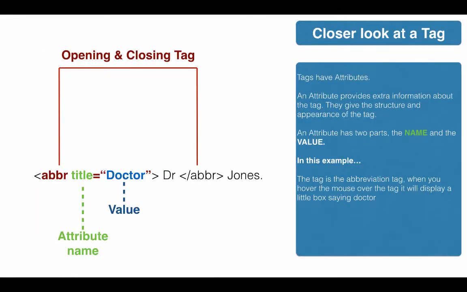Let's have a closer look at tags and the structure within them. So we have the tag itself. In this case, the tag is ABBR, which is abbreviation. It will often have a number of attributes, and each of the attributes will have its own value. So in the case of an abbreviation, the abbreviation might be DR for doctor, but the value is the name that pops up when we hover over it.